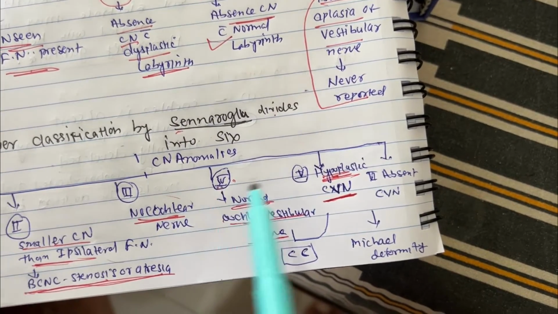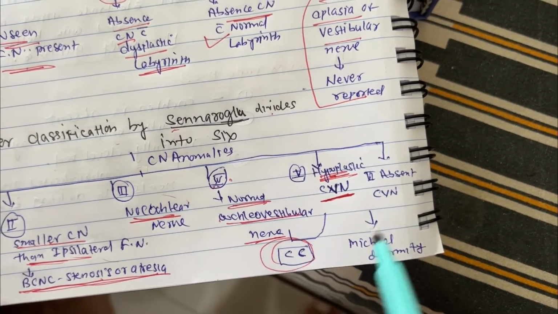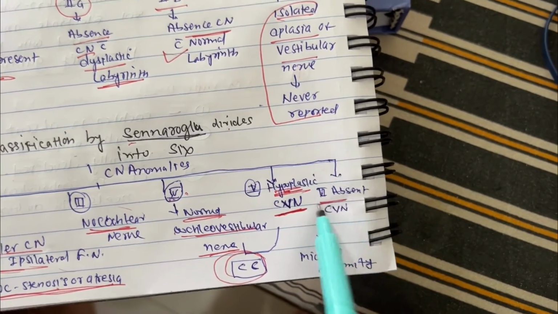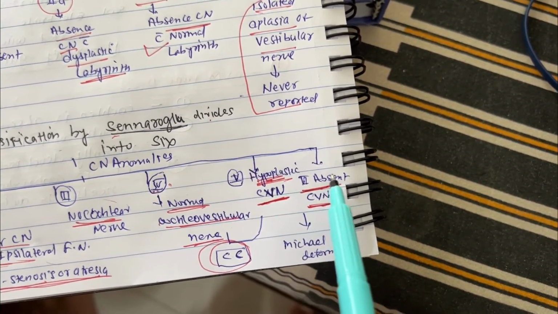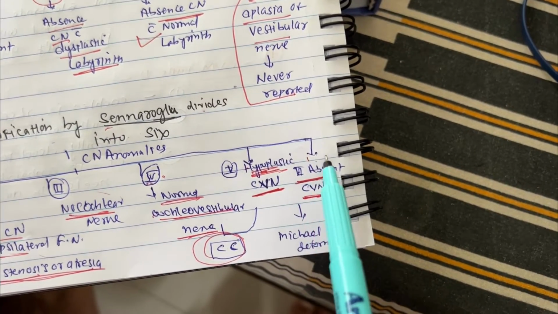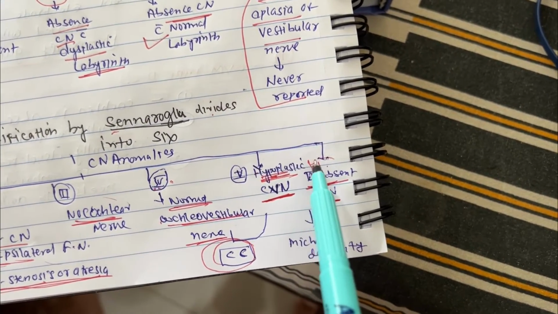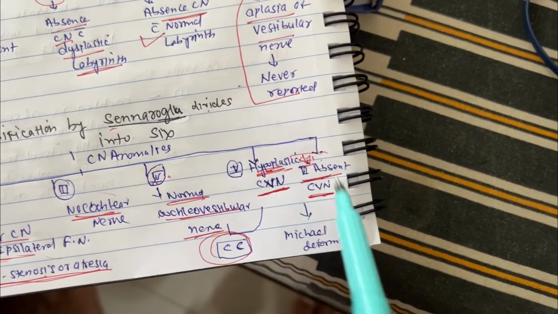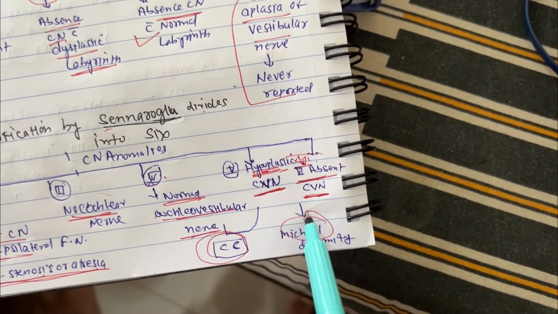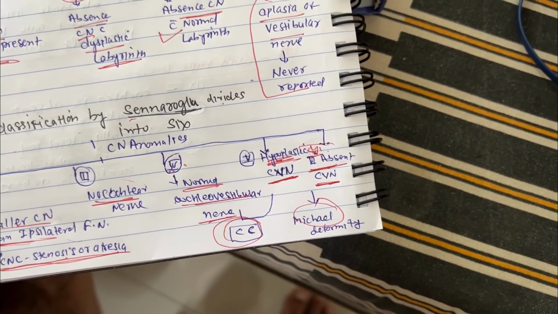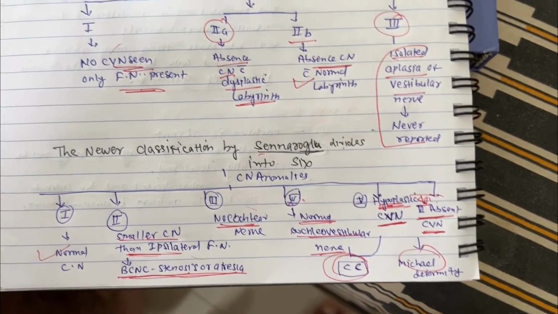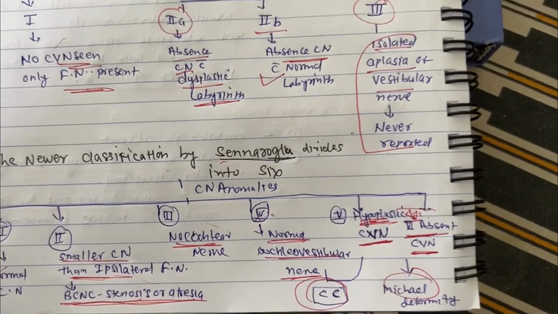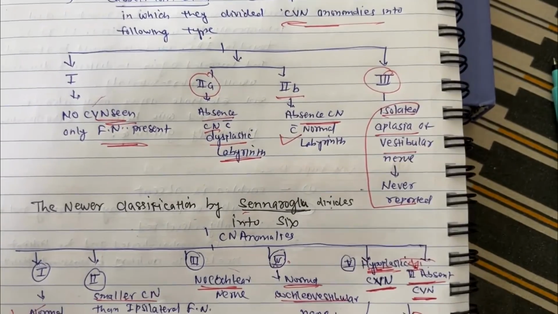These type 4 and 5 are found mainly in common cavity. And type 6 is absent cochleovestibular nerves, in which both cochlear and vestibular nerves are absent. So it's seen in the Michel deformity, you can say in the complete labyrinthine aplasia. So this talk was about cochleovestibular nerve malformation.